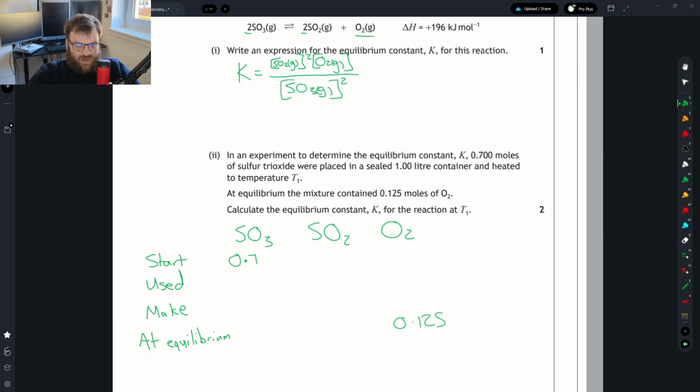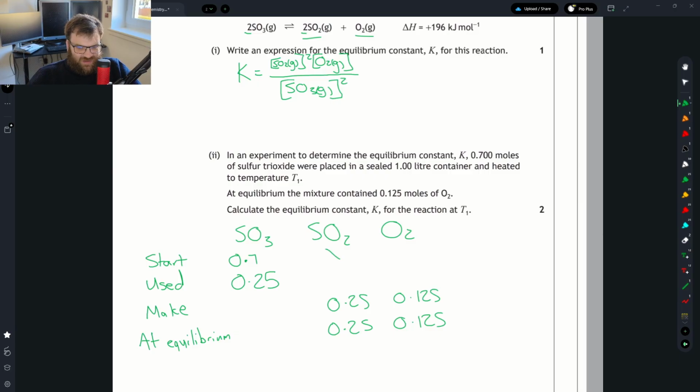You look up at the top, it's a 1-to-2 ratio. So we must have made 0.125 moles of that, which means we would have made double the number of moles of the SO2, because it's a 2-to-1 ratio. We must have made 0.25 of the sulfur dioxide, which means at equilibrium, we must have the same value. Usually here, we're going to the reactant now. We must have used 0.25 because it's a 2-to-2-to-1 ratio.